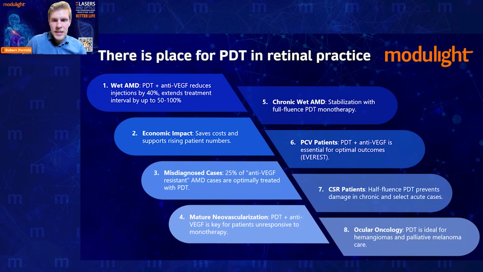So typically PDT is given as combination therapy with injections, but in these cases where there is severe vision loss, full fluence PDT can work as a monotherapy, especially for those patients that are on anticoagulants. So it basically stabilizes the disease and eliminates the continued need for the injections, even though it doesn't improve the vision itself. Then as a sixth point, we have the PCV patients that I mentioned, so combination therapy for those definitely has its place.